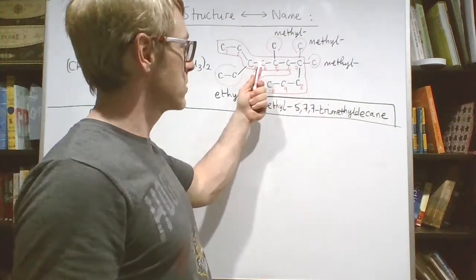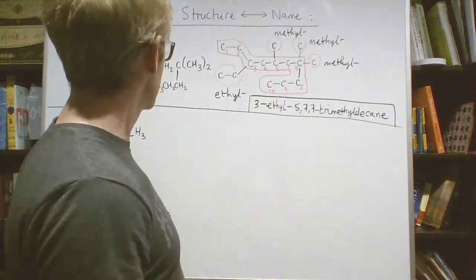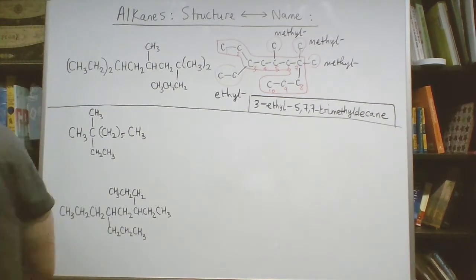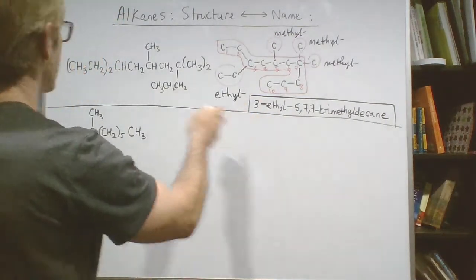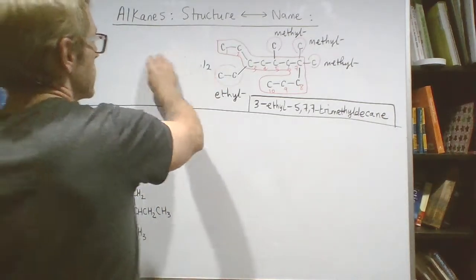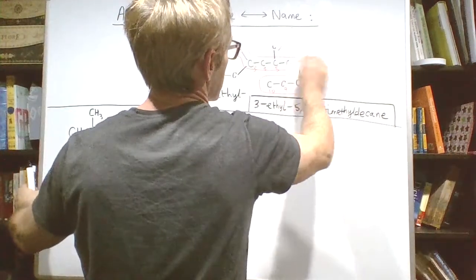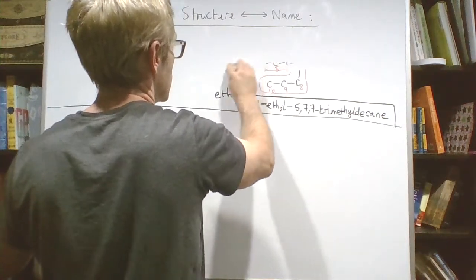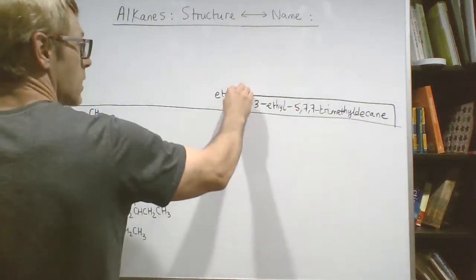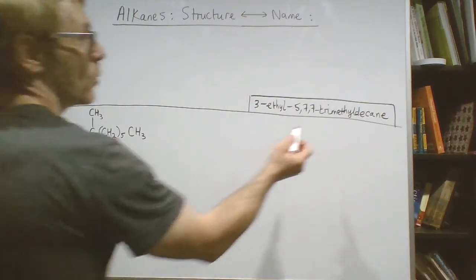If I wanted to construct the structure from the name, I would just write out 10 carbons. So we went from the structure to the name. If I had to go back from the name to the structure again, you wouldn't have to draw it in a bent form like this. So I'm just going to quickly erase this. Okay, if we had to go back again, we would just write out 10 carbons.